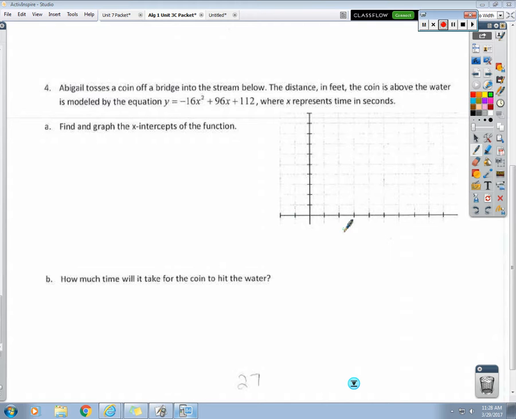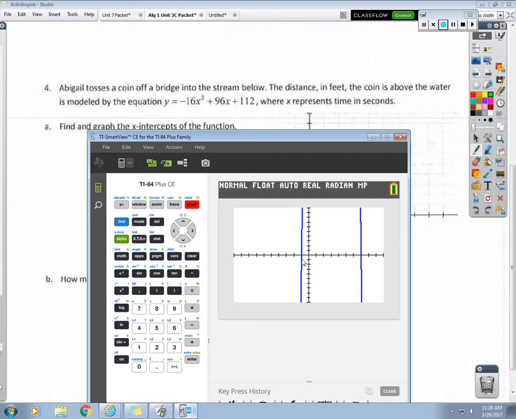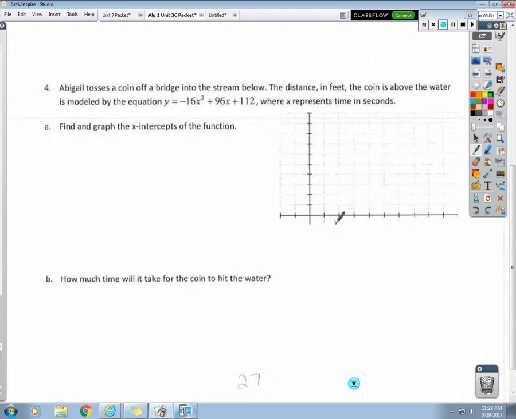Okay, number 4. Abigail tosses a coin off a bridge into the stream below. The distance in feet the coin is above the water is modeled by the equation y equals -16x squared plus 96x plus 112. So the first thing you need to do is graph it. Y equals -16x squared plus 96x plus 112. Okay, the x-intercepts are -1 and +1, 2, 3, 4, 5, 6, 7. So -1 and then +7.